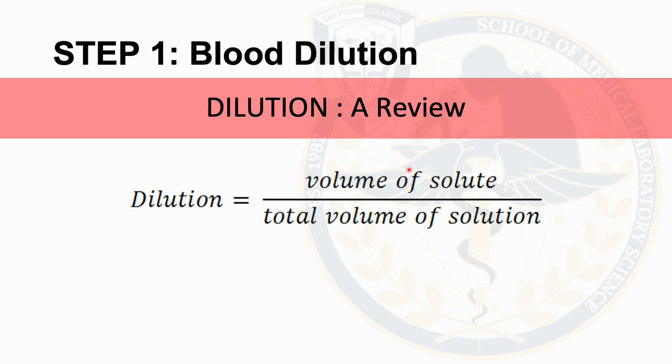The volume of solute. So what you're going to do is just cross multiply: dilution times total volume, and that's the volume of your solute. Okay? So all you have to do is memorize the formula. The formula is dilution is equal to volume of solute divided by total volume of solution. Remember that your total volume of solution is the sum of your solute volume plus the solvent volume.